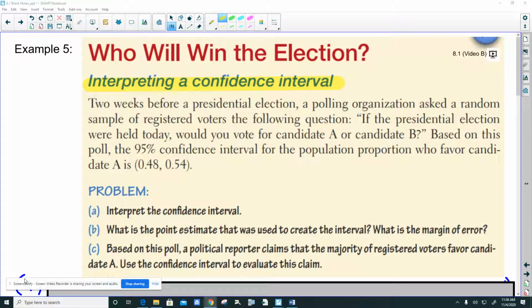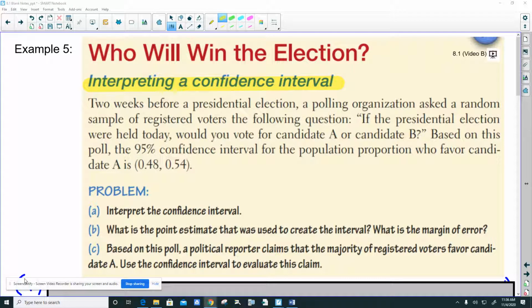Okay, we're going to start the second video here for section 8.1. We had left off talking about how to interpret a confidence interval. We haven't quite looked at how to construct a confidence interval, but let's go ahead where we left off in the last video. This is a really nice review of what we had learned in that video.